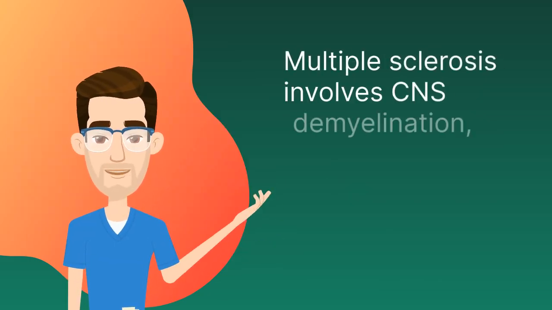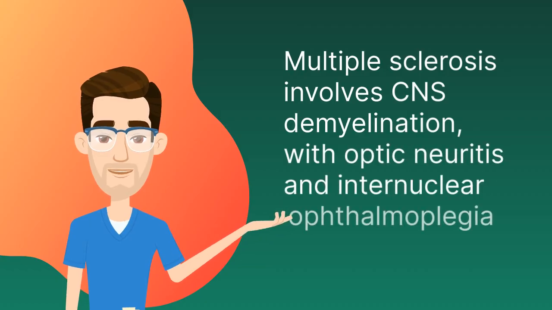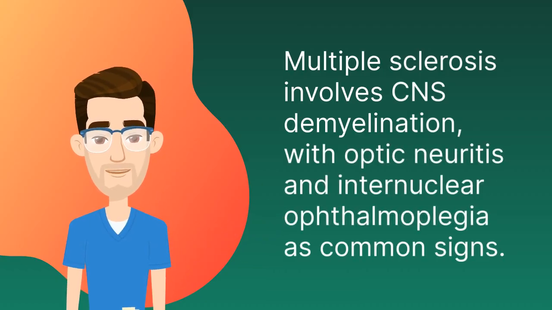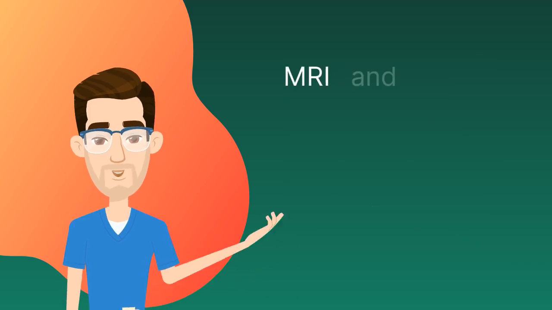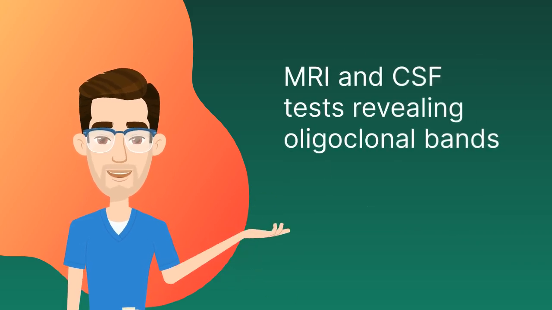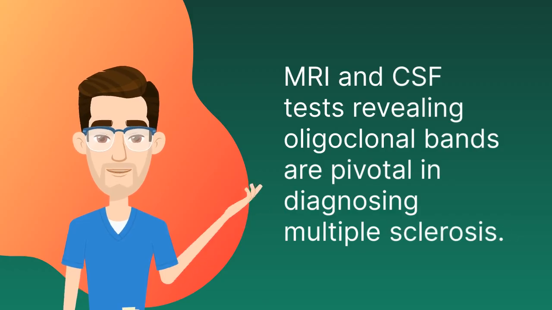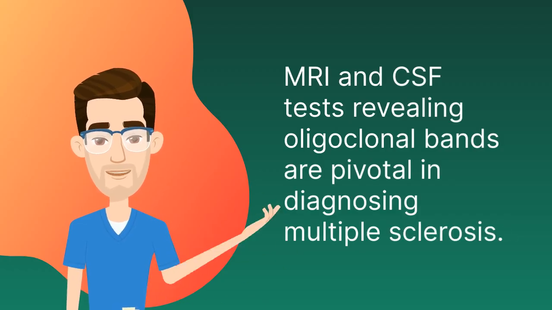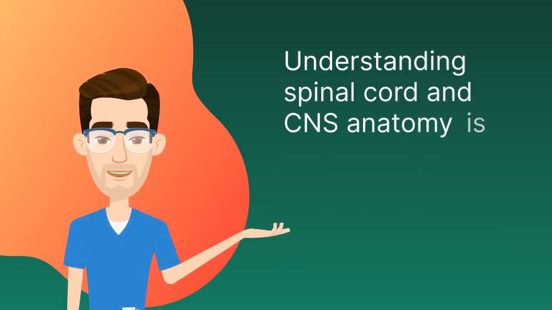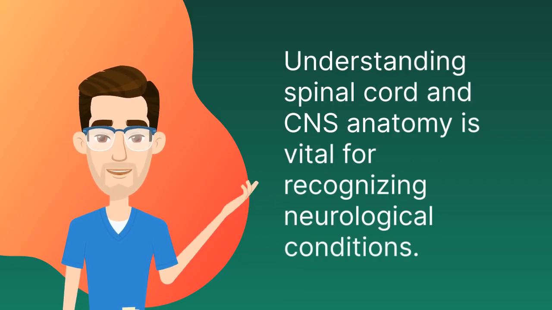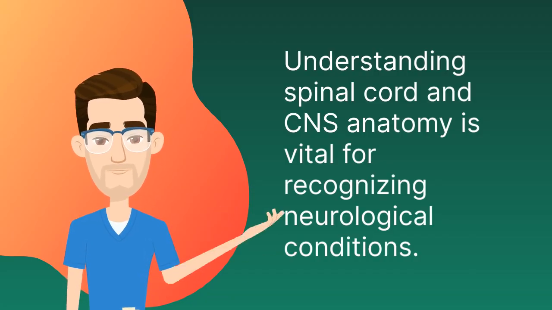Multiple sclerosis involves CNS demyelination, with optic neuritis and internuclear ophthalmoplegia as common signs. MRI and CSF tests revealing oligoclonal bands are pivotal in diagnosing multiple sclerosis. Understanding spinal cord and CNS anatomy is vital for recognizing neurological conditions.